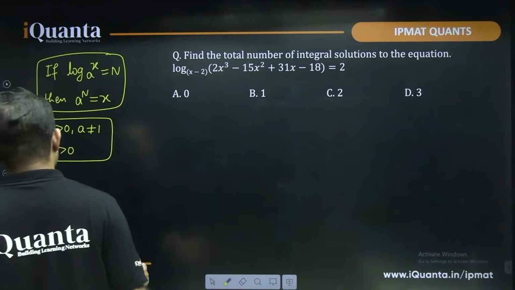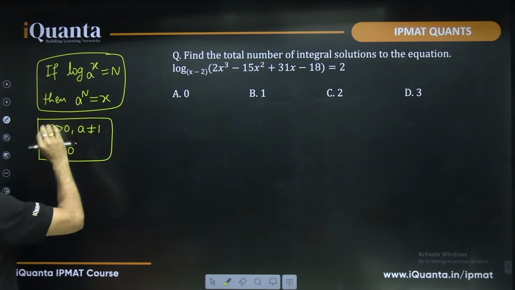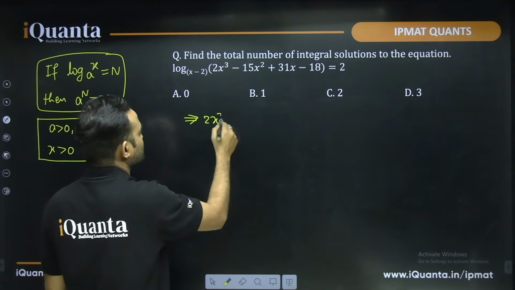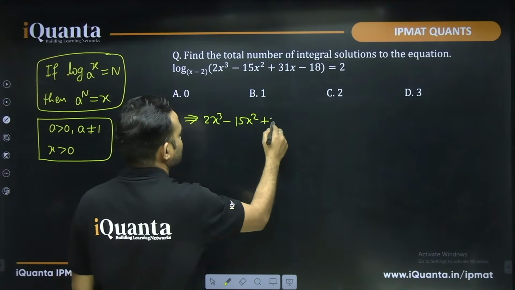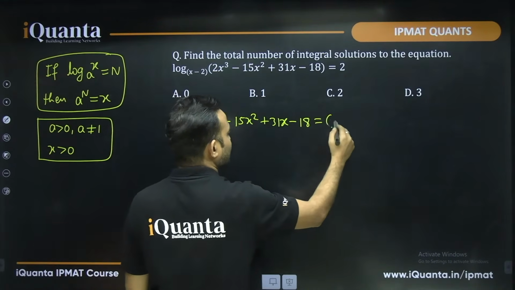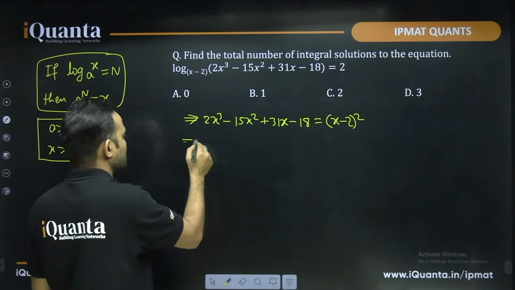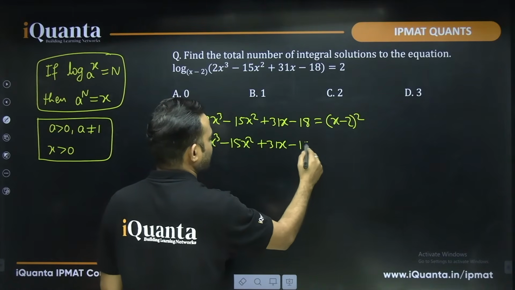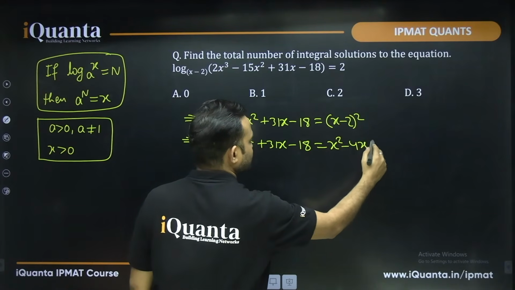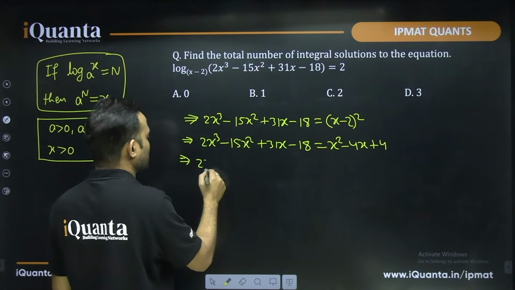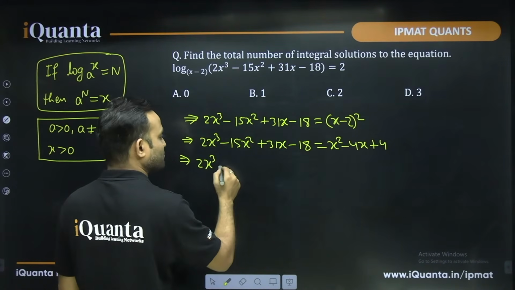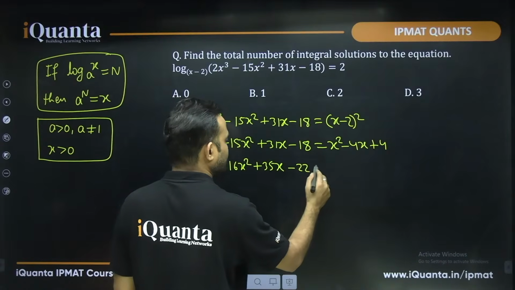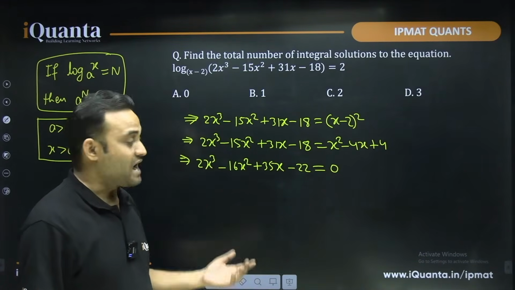This is the condition, this is the domain of log, right? Other than that, we know one more thing, that we can exchange the positions. So we can say 2x cube minus 15x square plus 31x minus 18 is equal to x minus 2 whole square, or 2x cube minus 15x square plus 31x minus 18 is equal to x square minus 4x plus 4, or 2x cube, bring it this side, minus 16x square plus 35x minus 22 is equal to 0. Now how do we solve higher degree equations?